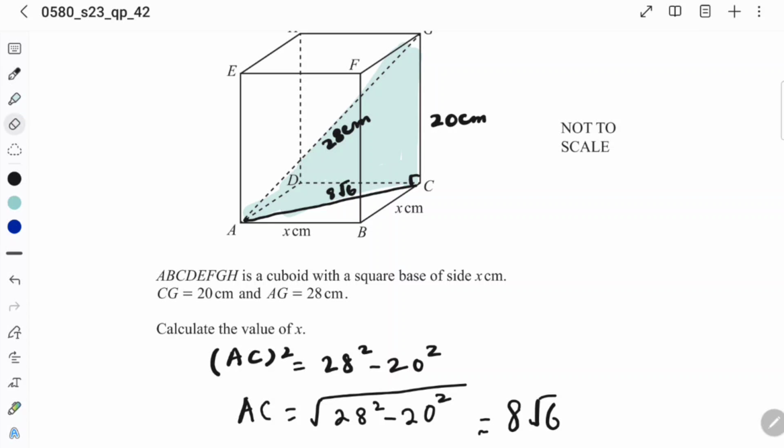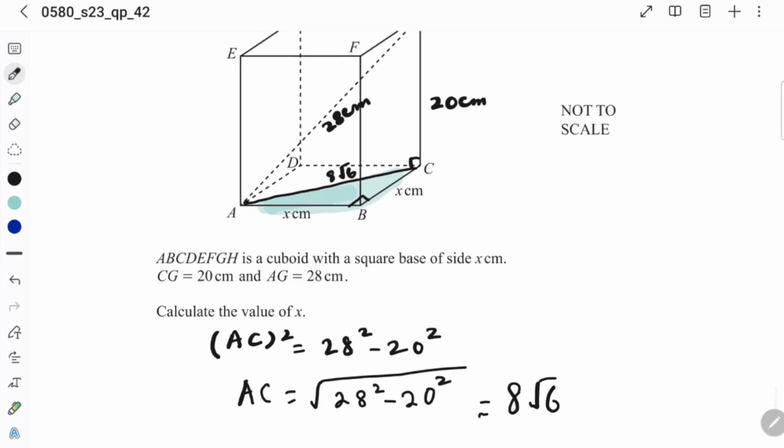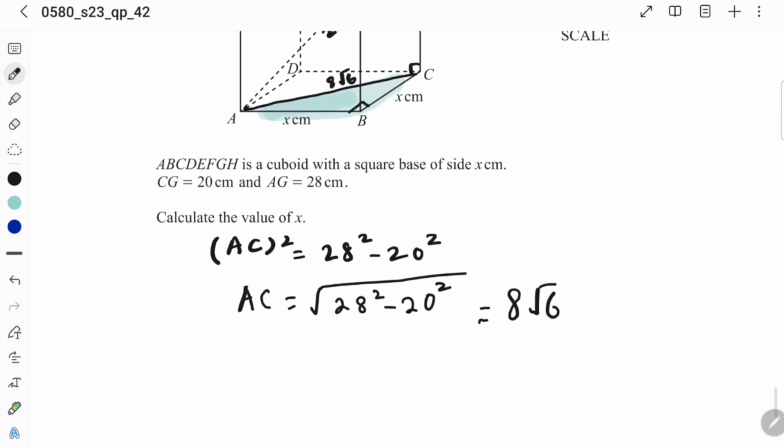Now we are able to calculate the value of x here. So I'm going to consider this triangle. It's again a right angle triangle. 8 square root 6 square is equal to x square plus x square, because AC is the hypotenuse. So x square plus x square is equal to 8 square root 6 whole square.